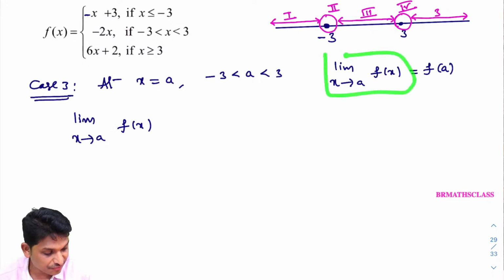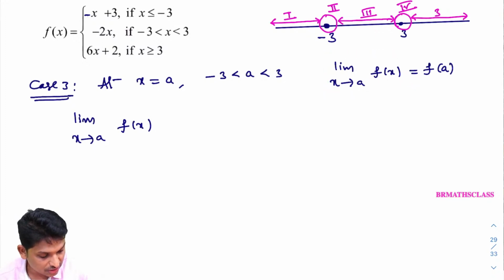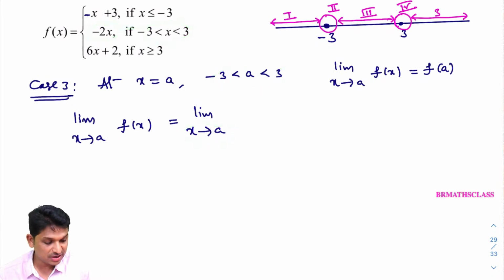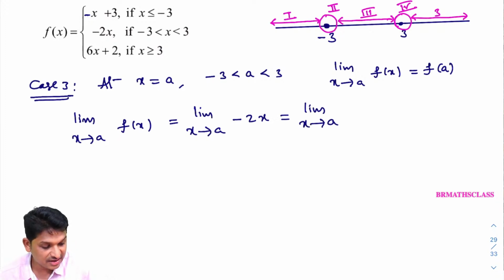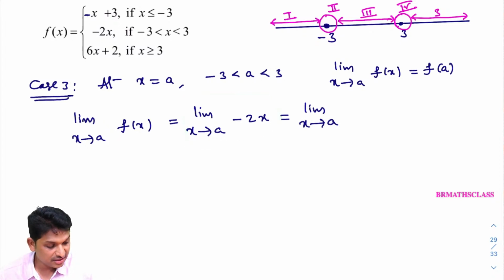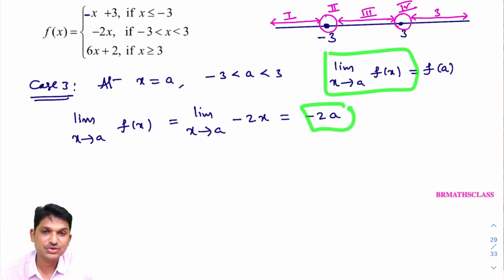I am calculating this one first. That equals limit x approaches a. Which function to choose? Here a value is in this interval, that means I need to choose this function, which is -2x. So I need to write -2x. Now in the given function, wherever x is there, see here, how to calculate by the direct method? Wherever x is there, you write a, then what will you get? -2a. So I calculated this part, I got -2a.